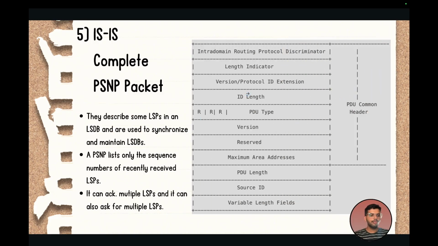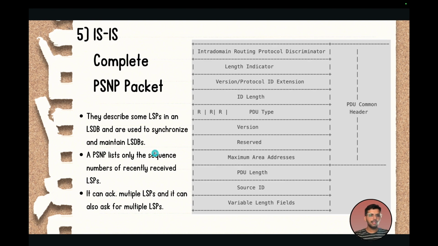Now we are about to end this packet format discussion with the last packet format of IS-IS, which is the PSNP packet. PSNP, the full form, means partial sequence number packet. They describe some LSPs in the LSDB. As the name suggests, they are used to synchronize and maintain LSDBs. This exchanges the partial sequence numbers of the LSPs, which means not all the LSPs are exchanged, and these are also used for the acknowledgement of the CSNP packets or the LSPs that might have been exchanged.